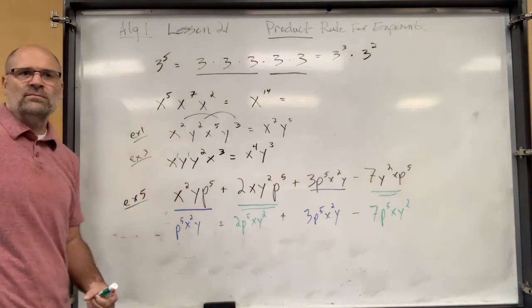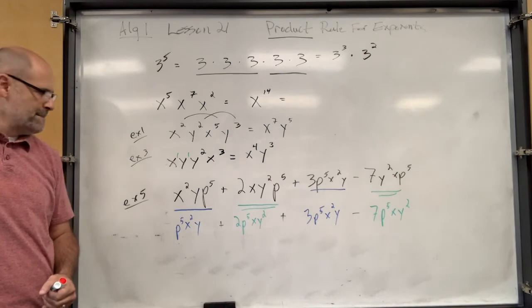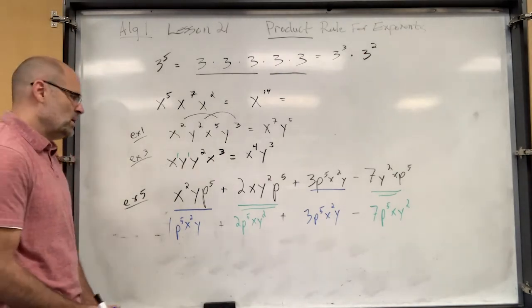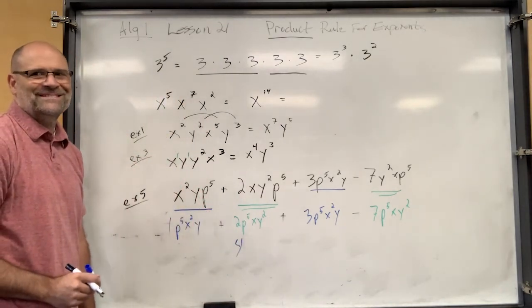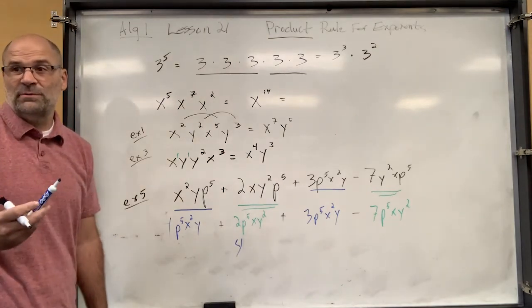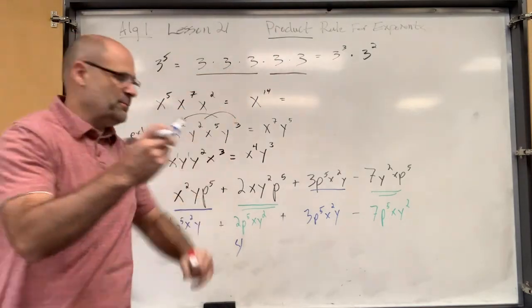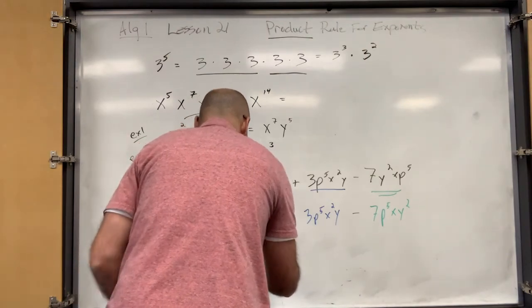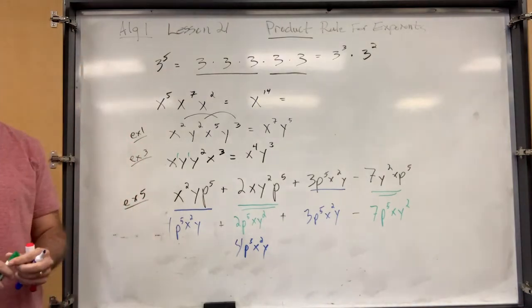So how many total p to the 5th x squared y's do we have? 4. Oh yeah, 4. Because there's 1 right there, right? 1 plus 3 is 4, and then how do I write it? Right, don't add the exponents because you're not multiplying. You only do that when you're multiplying exponential expressions. That's when you add the exponents. But this one, just leave it alone, p to the 5th x squared y.